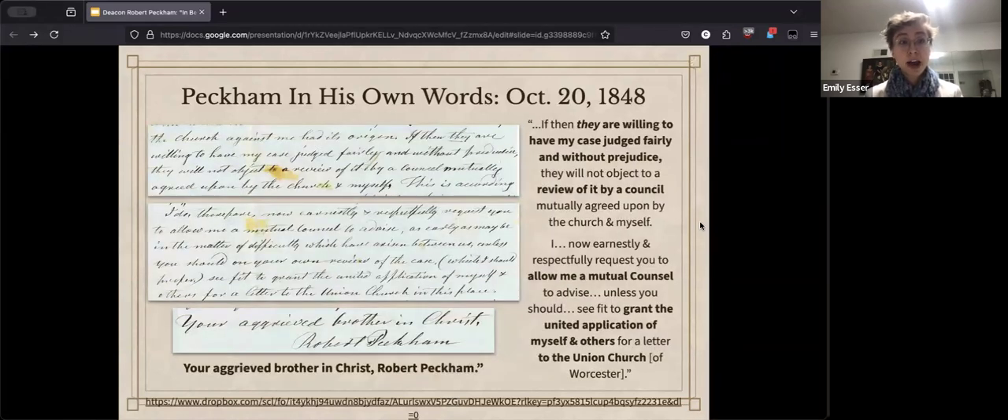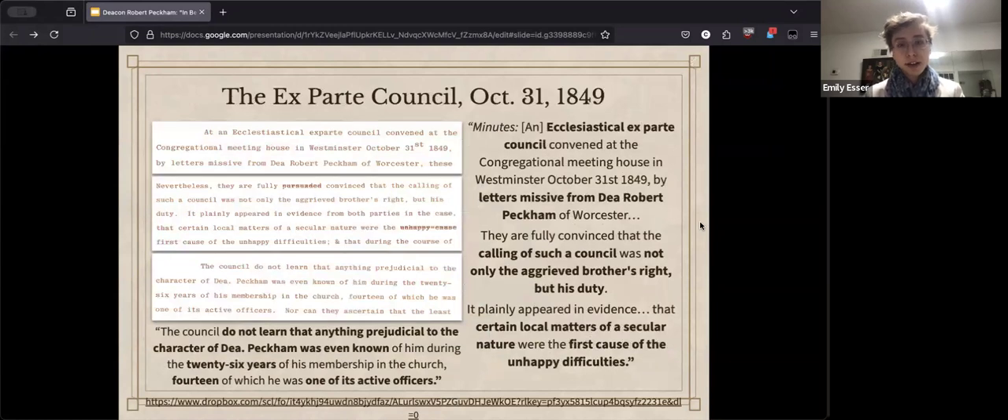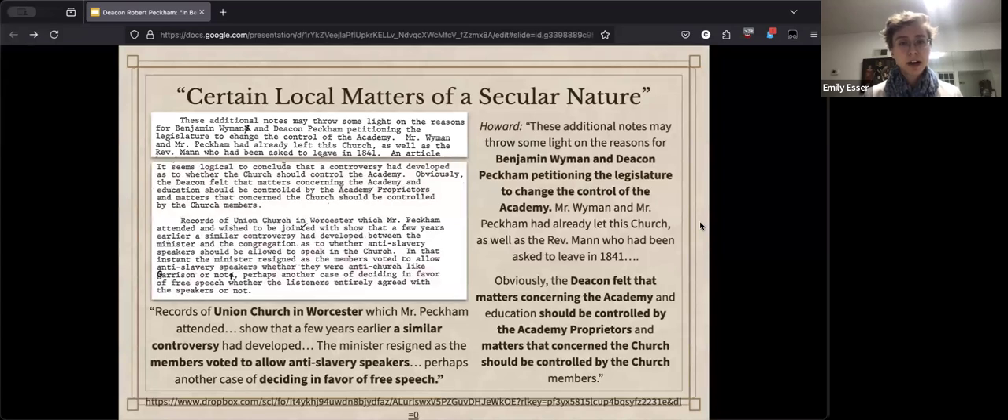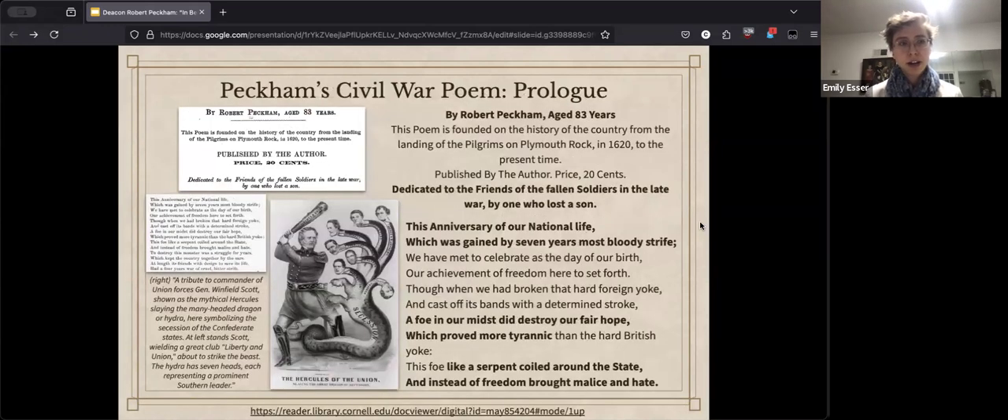And he asks for a council to review the decision from other churches, other locales. They did have the council, and they found he had done nothing wrong. The council do not learn that anything prejudicial to the character of Deacon Peckham was even known of him during the 26 years of his membership. So he really didn't do anything wrong here. And it was blamed on certain local matters of a secular nature. Unsurprising. Now, concluding here with Peckham's Civil War poem, which is one of my favorite pieces of this.